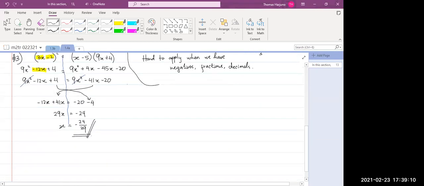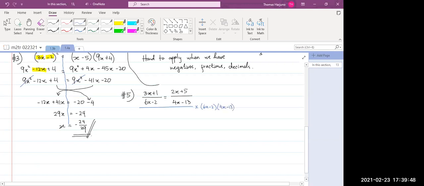Number 5. 3x plus 1 over 6x minus 2 is equal to 2x plus 5 over 4x minus 3, minus 13. Now what we will do here, we will multiply by the LCD. The LCD of the equation is 6x minus 2 times 4x minus 13.